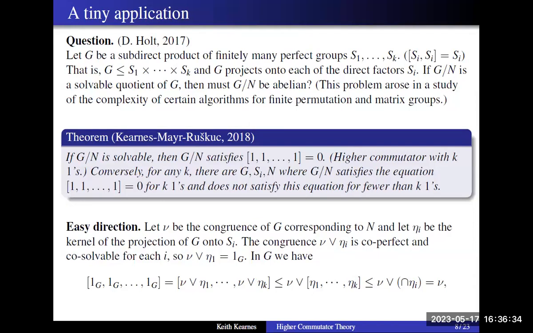And it tells us that there's a higher order commutator condition that must be satisfied in this quotient. And you can't do better than that condition with K1s, because we have these examples that show that you can't do fewer.